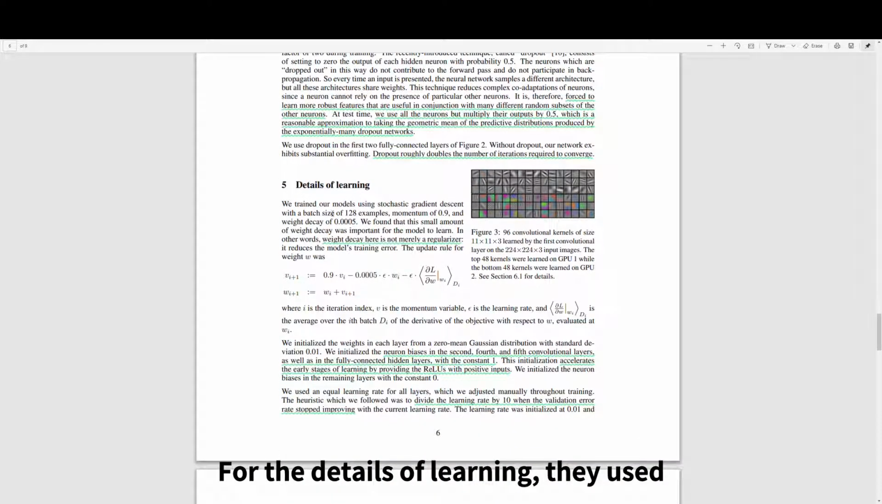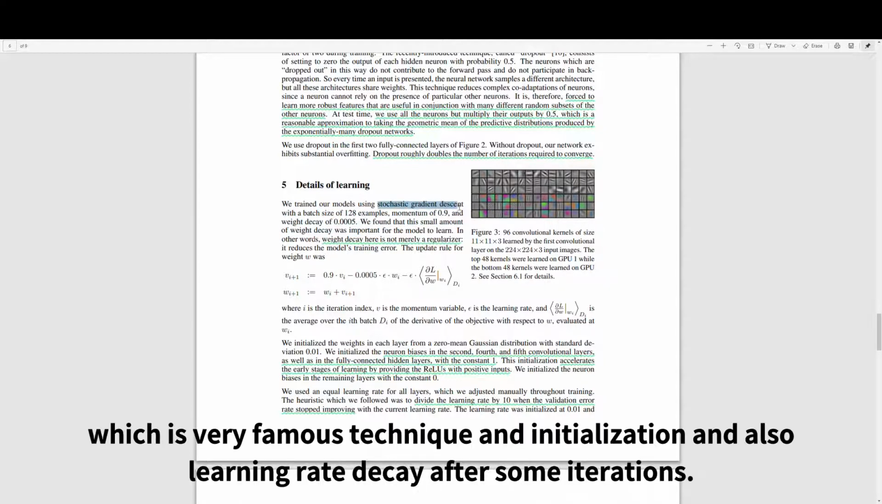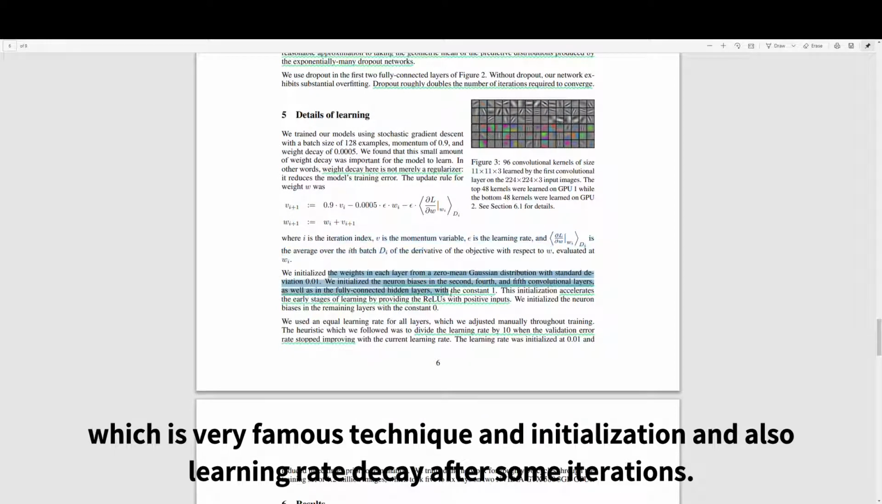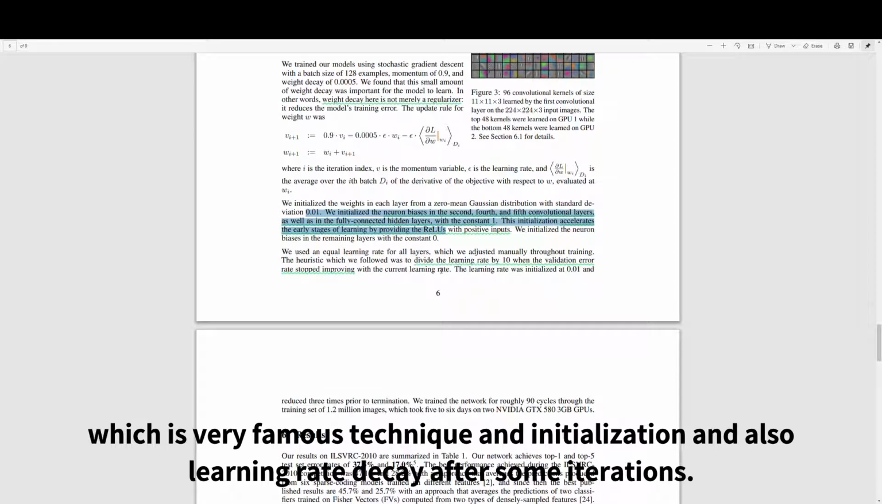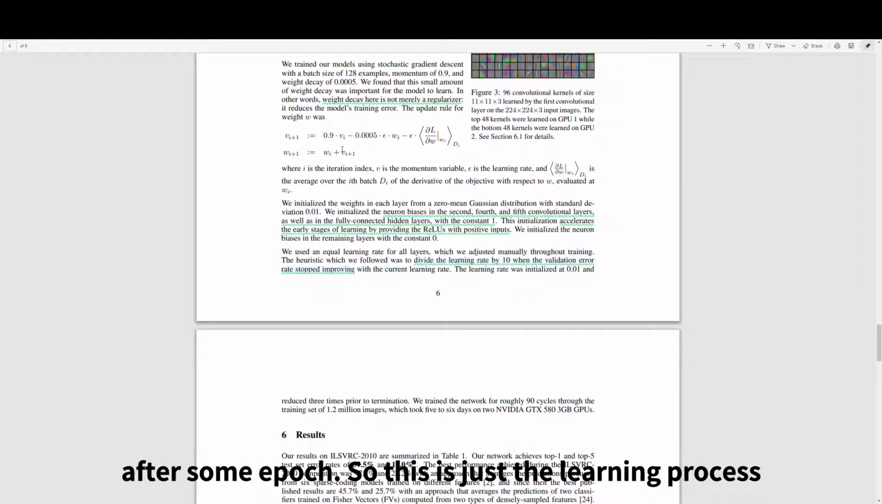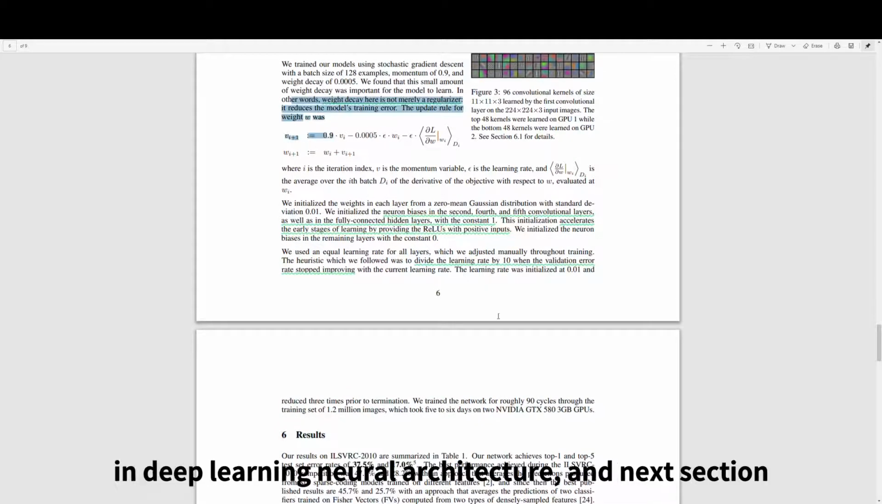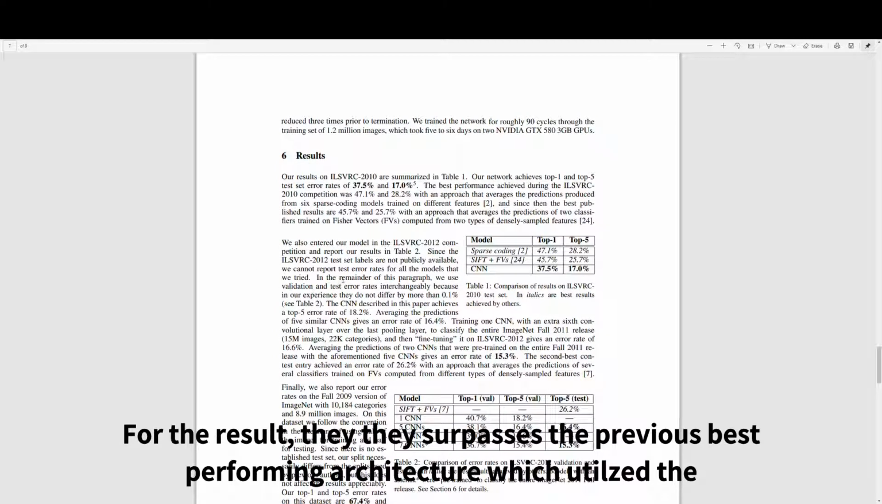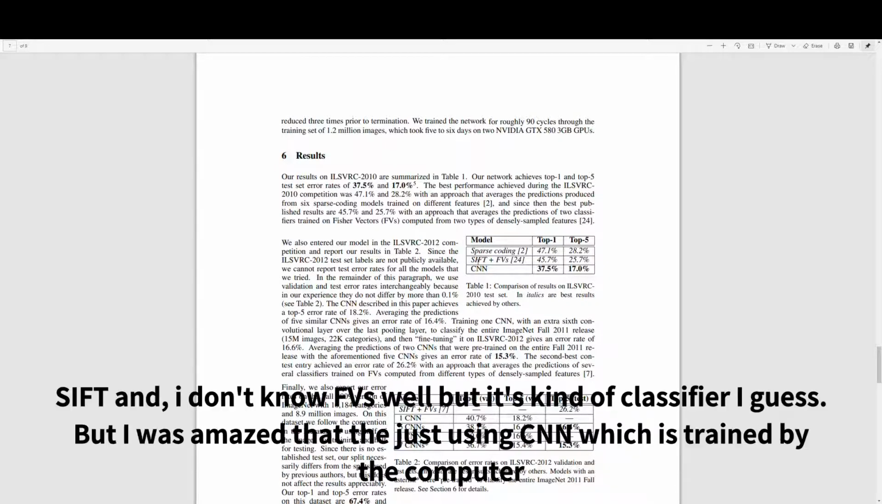For the details of learning, they used stochastic gradient descent, which is a very famous technique, and a specific initialization was utilized, and also learning rate decay after some epochs. This is just the learning process of the neural architecture, and the next section is the results. They surpass the previous best performing architecture, which utilized SIFT and some kind of classifier, I guess.